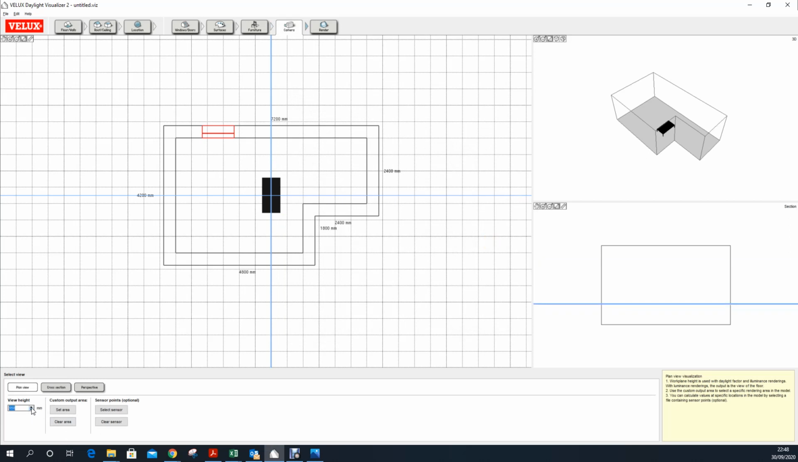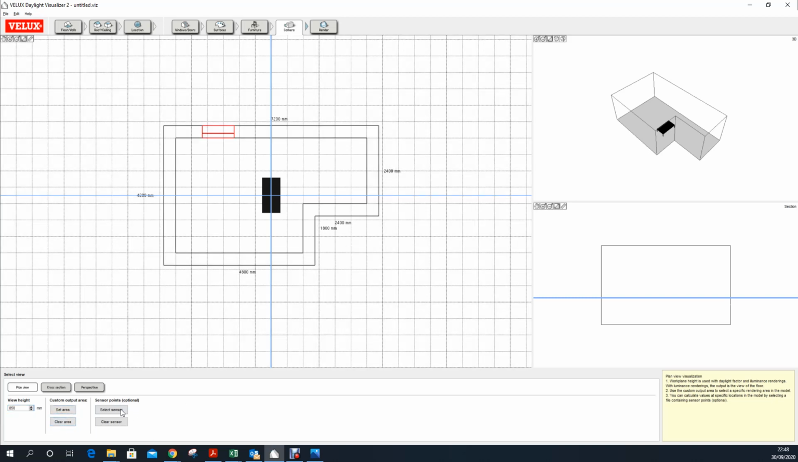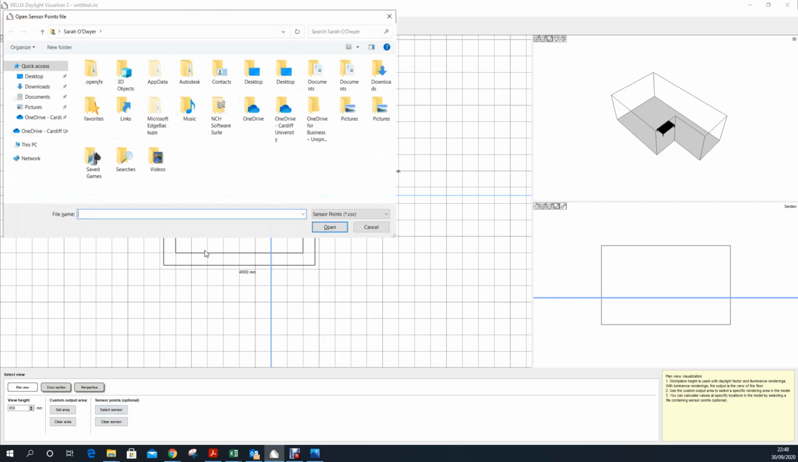So it's probably depending on what it is, but if it's a kitchen or something, you might decide that should be 900, whereas the viewing plane would normally be kind of 650 to 750, like a desktop height, I suppose. You can either set the area that you want to look at, or you can look at the whole thing. You can pick a sensor point.